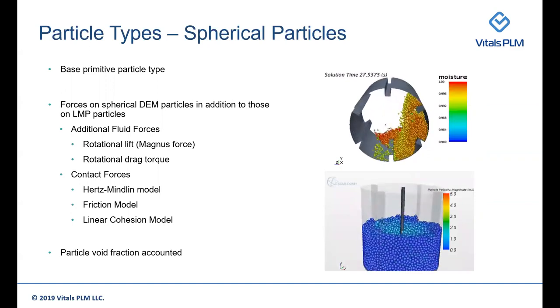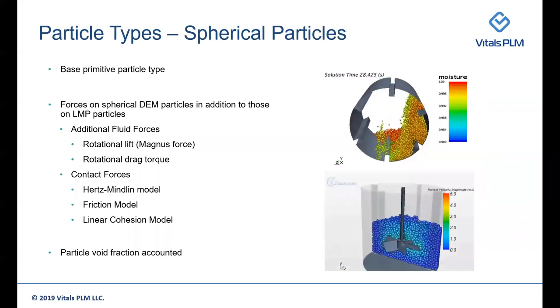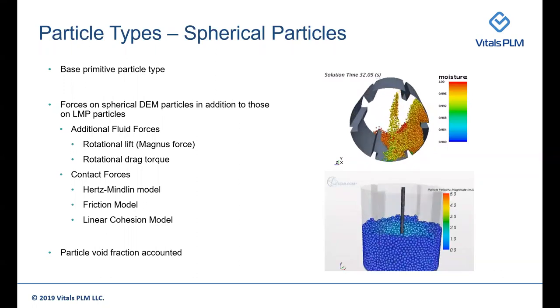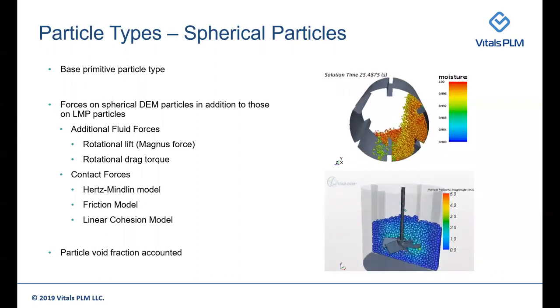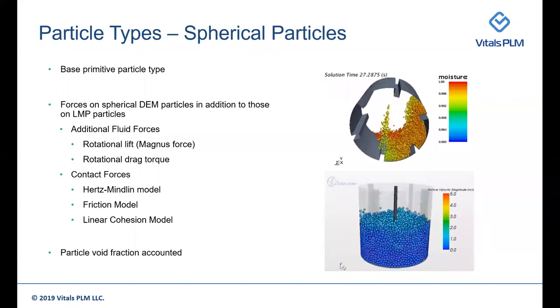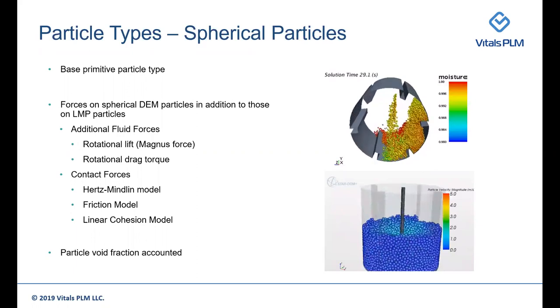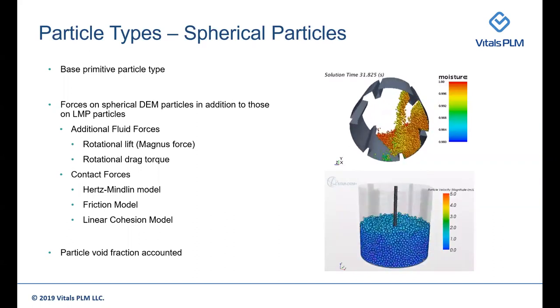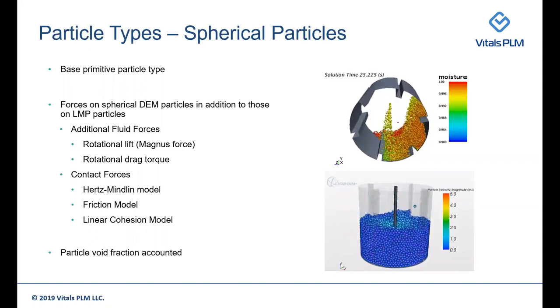In addition to the LMP particles, the DEM particles are able to model additional forces such as rotational lift on the particles and rotational drag force, which are not possible to model with the LMP particle approach. And also it is able to model the contact forces through various models implemented in the DEM framework. To account for the contact forces, there's a Hertz-Mindlin model and a friction model, and to account for the cohesive forces between the particles, there is a linear cohesion model available within the DEM framework. And also the particle void fraction can be accounted for.